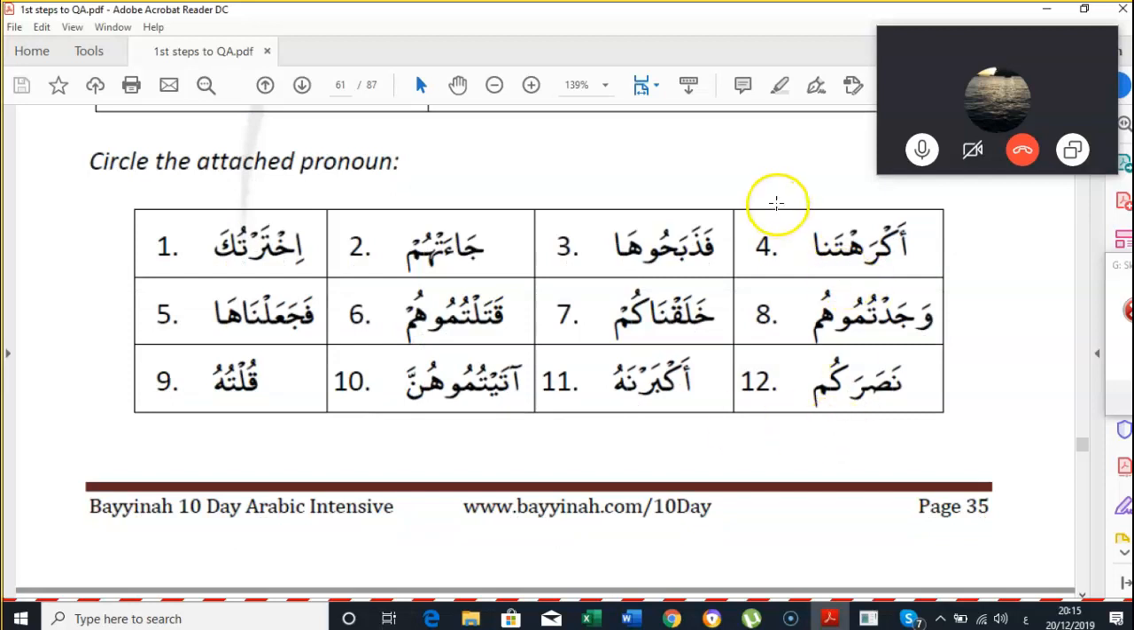Number 4, أكرهتنا. What are you supposed to do first? What's the pronoun? So you're going to ignore that. أكرهت means to hate, or hated. That's it. They hate? How is it they? No, you're not following the rules. You're jumping to na and trying to translate. Not he.